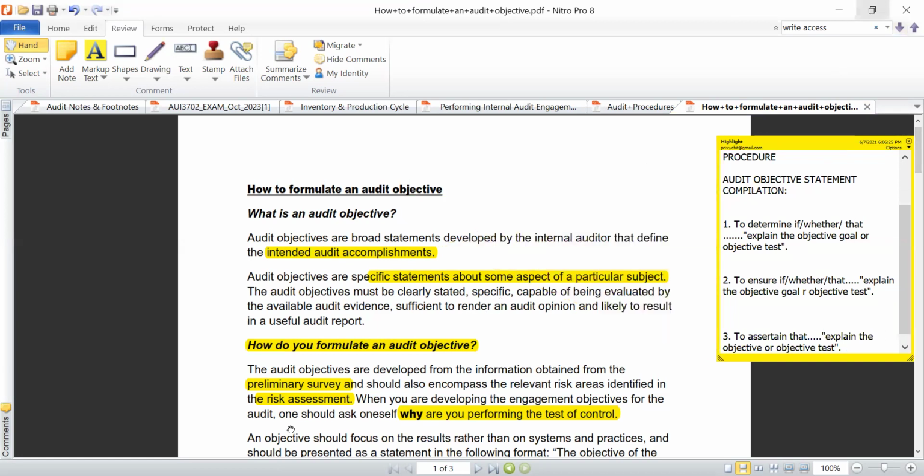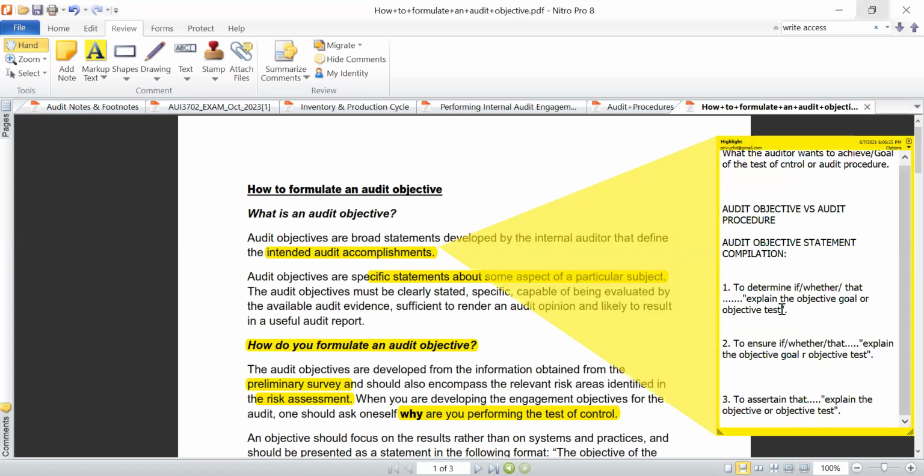That's what I'm showing you now. Too much other explanation is not necessary, because what they are looking for when they are marking your script is this. Did you use the correct terminology? Did you explain the objective goal or the objective test, in other words, the intended objective test that the auditor seeks to achieve? If you did, you get your full marks. The moment you miss it here, for instance, you don't use the word to determine and you say something like to check or to see, trust me, you lose marks.